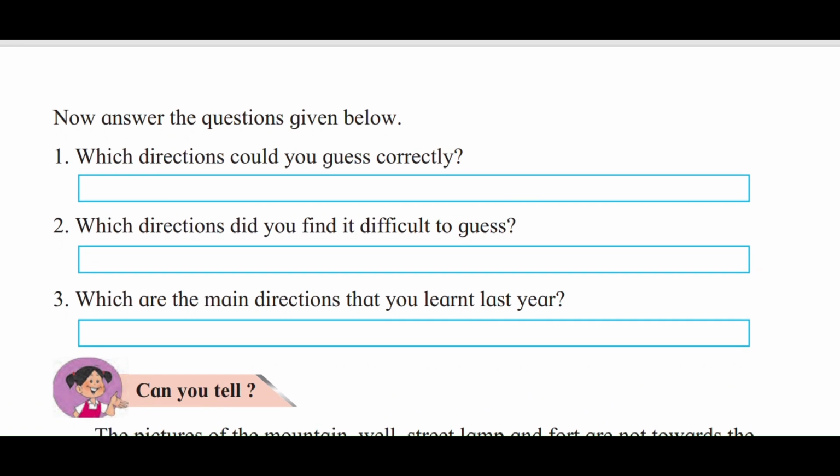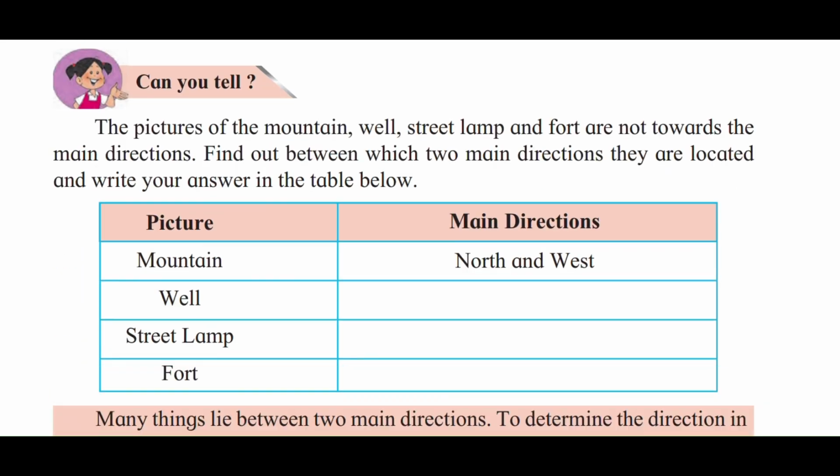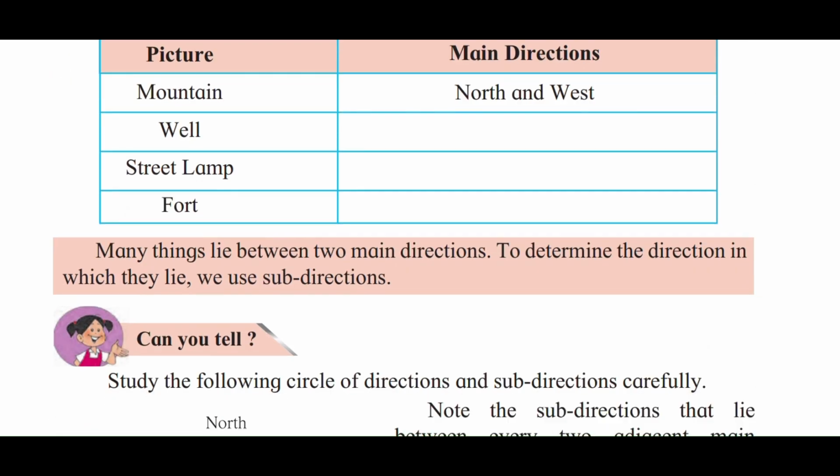Which directions would you guess correctly? Which directions did you find difficult to guess? Which are the main directions that you learned last year? Can you tell which of the pictures of the mountain, well, street lamp and fort are not towards the main directions? Find out between which two main directions they are located and write your answer in the given table. Okay, fill this table. Can you tell?